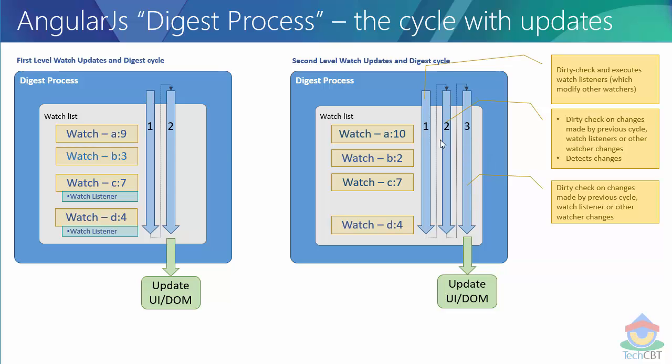So the second or third levels are usually performed whenever you have some modifications being performed as part of your digest process iterations themselves.